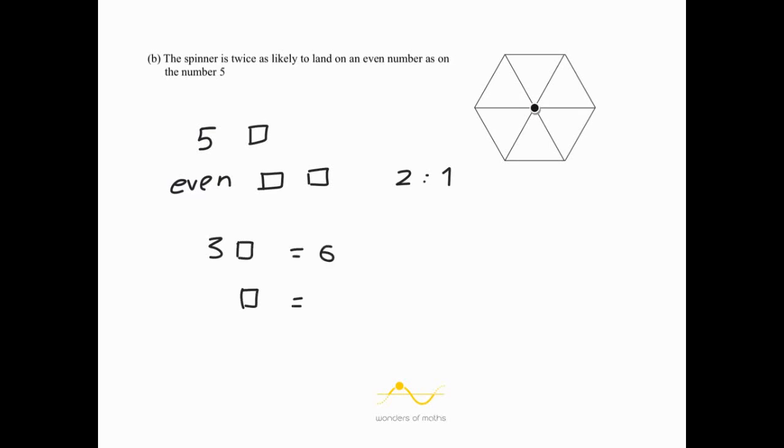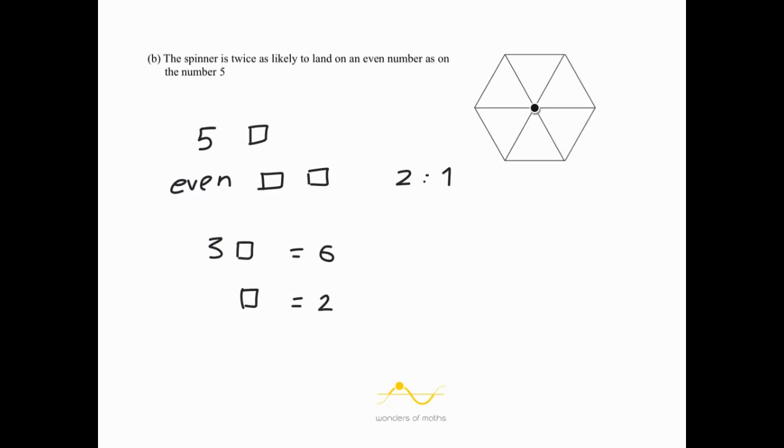The spinner is twice as likely to land on an even number as on the number 5. We can represent this ratio using the block method by allocating 1 block to number 5 and 2 blocks to any even number. You can clearly see here that the ratio is 2 to 1. There are 6 spaces on the spinner, so 3 blocks is equal to 6, meaning 1 block is equal to 6 divided by 3, which is 2.